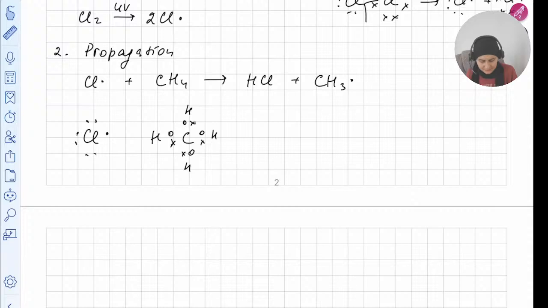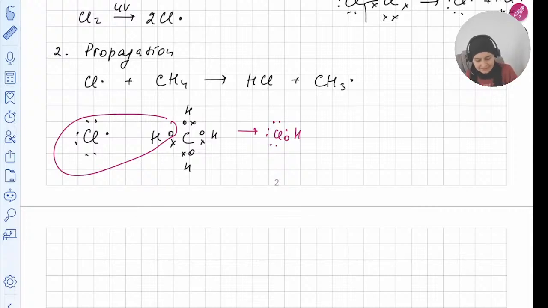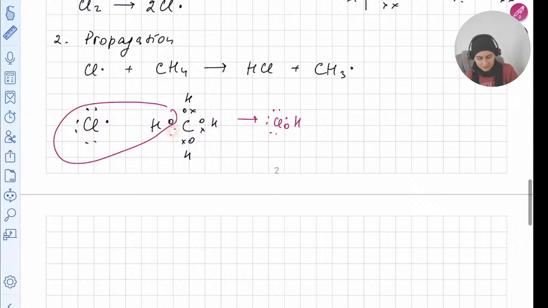So what this chlorine would do, it would take this hydrogen, I was supposed to color code. You see, it takes this hydrogen, and what does it form? HCl. Yes, so you form H, oh no, that's supposed to be Cl. Cl and H, yes, so you form HCl, and this thing, you see it's a free radical now because it has an unpaired electron. And you form CH3 radical, so that's why it's a radical.